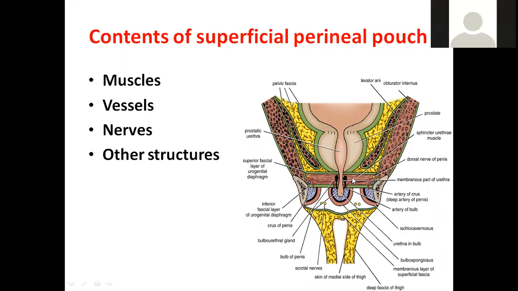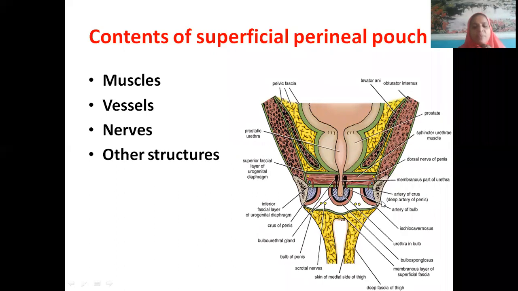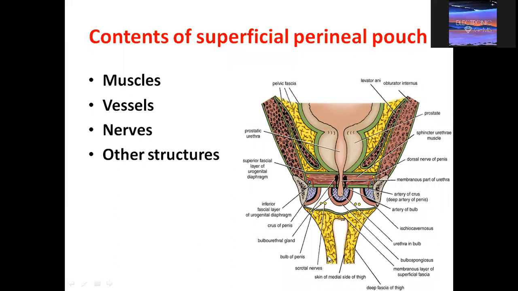Ma'am, where is ischiocavernosus? Which one? This is the muscle, beta. We will discuss origin and insertion. These are the muscles of the perineum. Ischiocavernosus is the name of the muscle. First picture I have shown you, the muscles. Bulbospongiosus is also the name of a muscle. Superficial transversus perineae is the name of a muscle. Yes, ma'am. Like that, all these are names of muscles. We will find vessels.